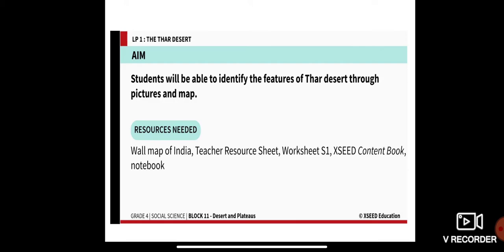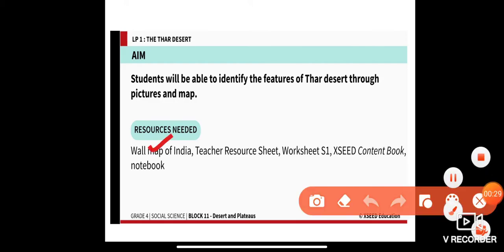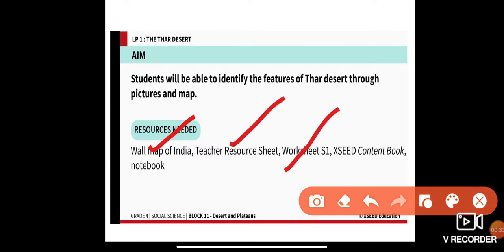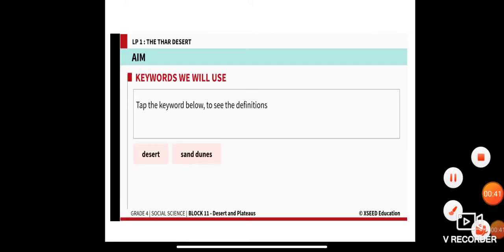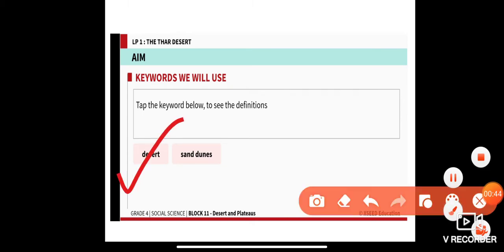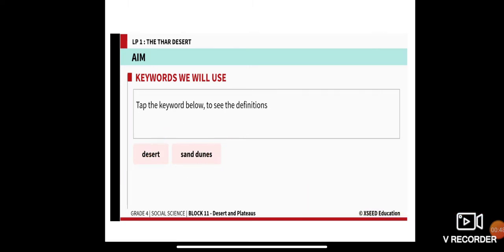Our resources required for our class are a wall map of India, resource sheet, worksheet S1, your exit content book, and your notebook. So these are the resources that we'll be needing. The keywords for today are desert and sand dunes.